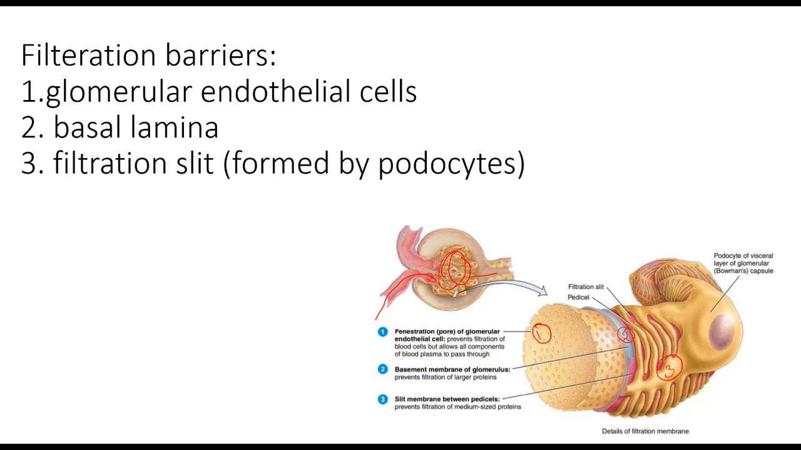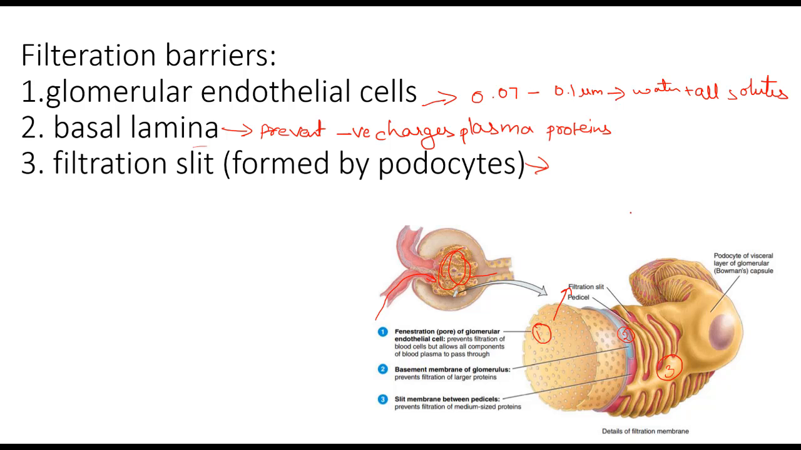So we are zooming into this area, and for this area you will have three filters. In this filtration, the first one will be the glomerular endothelial cells. These cells have a pore size of 0.07 to 0.1 micrometers. Okay, and this will permit water plus all the solutes, but not the blood cells and platelets. And the next one is the basal lamina. As the matrix is negatively charged, it will prevent negatively charged plasma proteins.